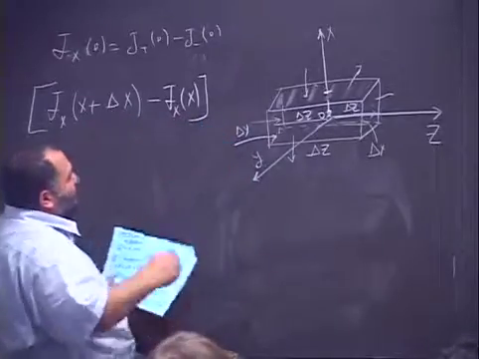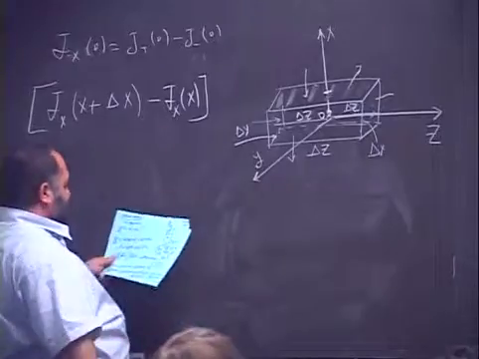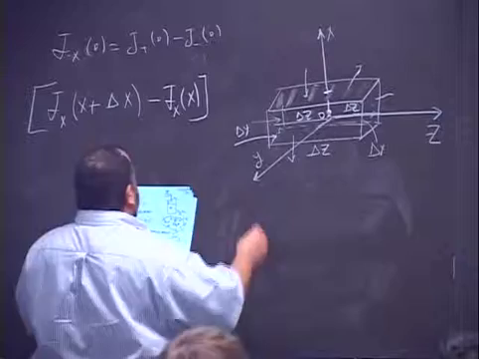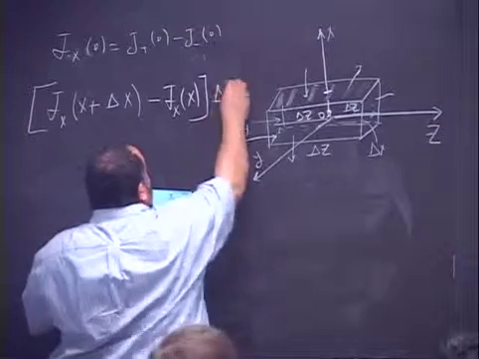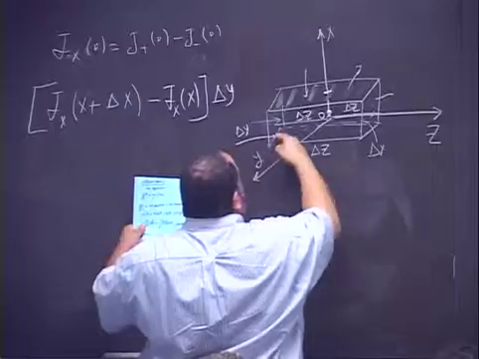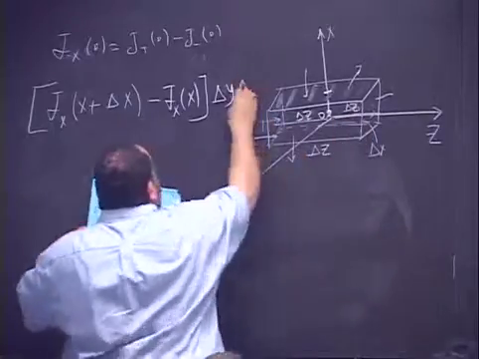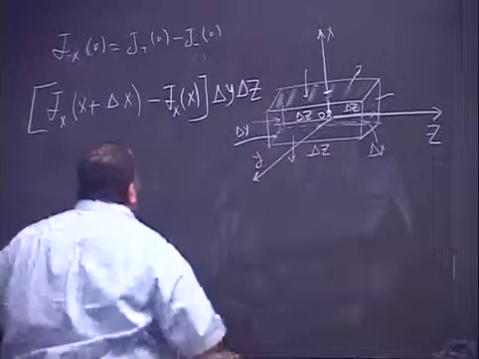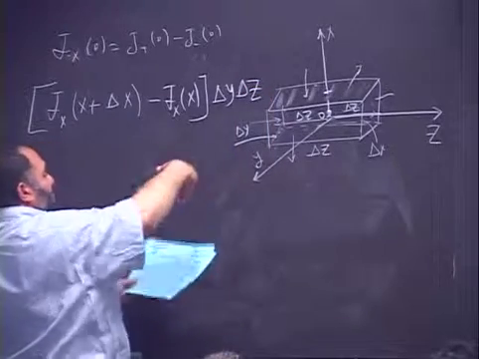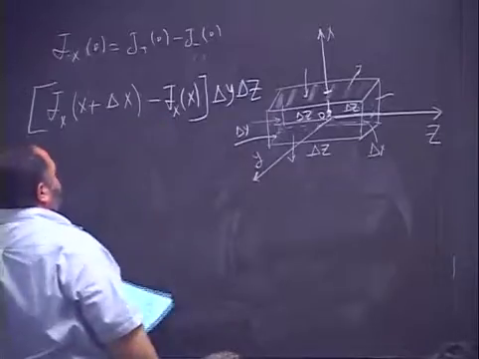So this is just the total number of neutrons per centimeter square per second in the x direction. So in order to get the total number of neutrons, I have to multiply by the area, and the area in this case is just delta y, delta z. Again, this is the net number of neutrons that gets into the volume in the x direction.